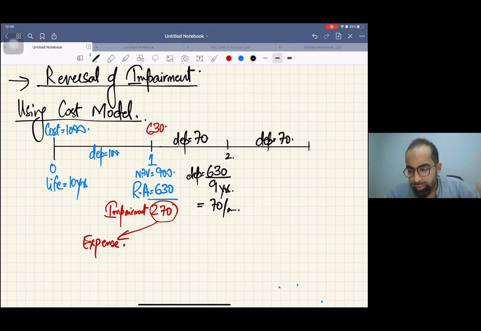Okay, very simple. Now at the end of year 3, can you guys calculate the NBV for me? What will be the NBV? 630 minus 70 minus 70. I think it's 490. Yes. Now open your eyes.